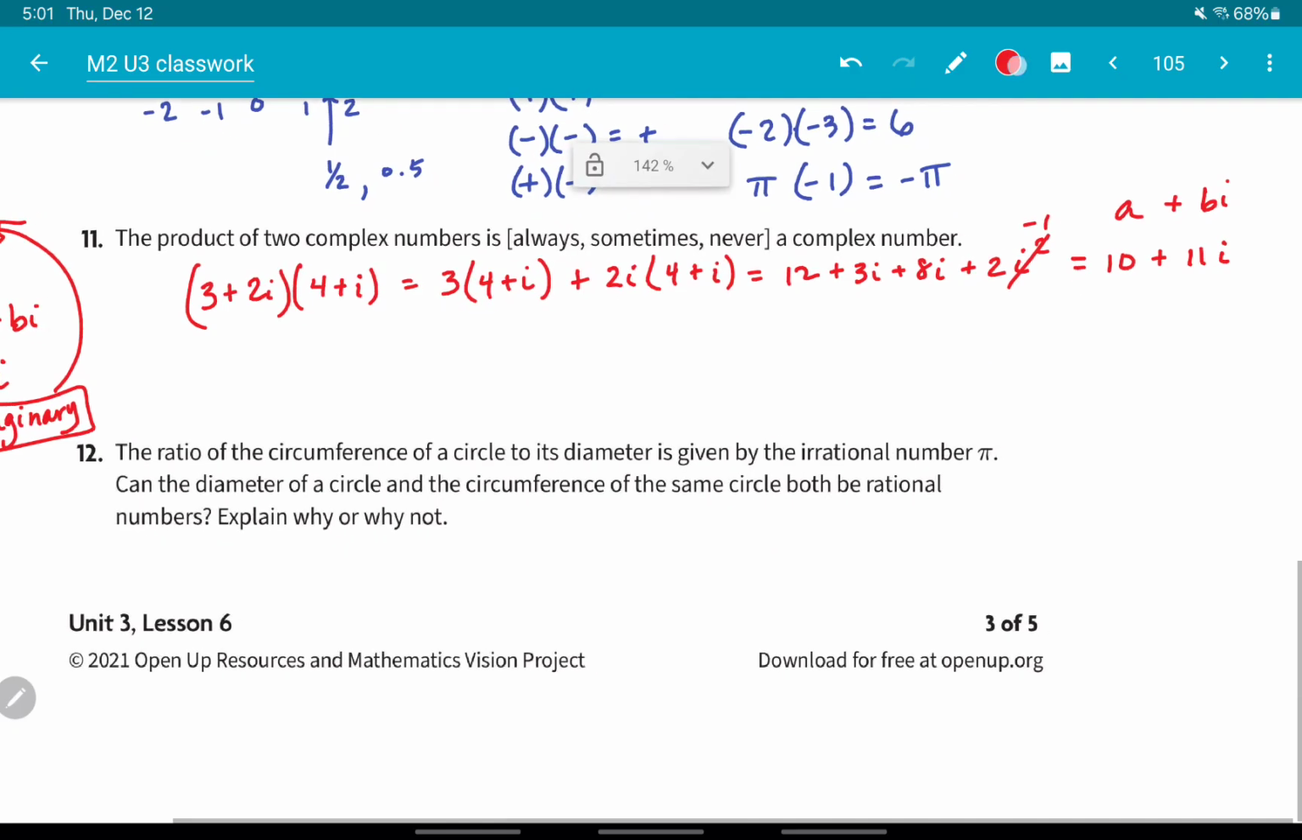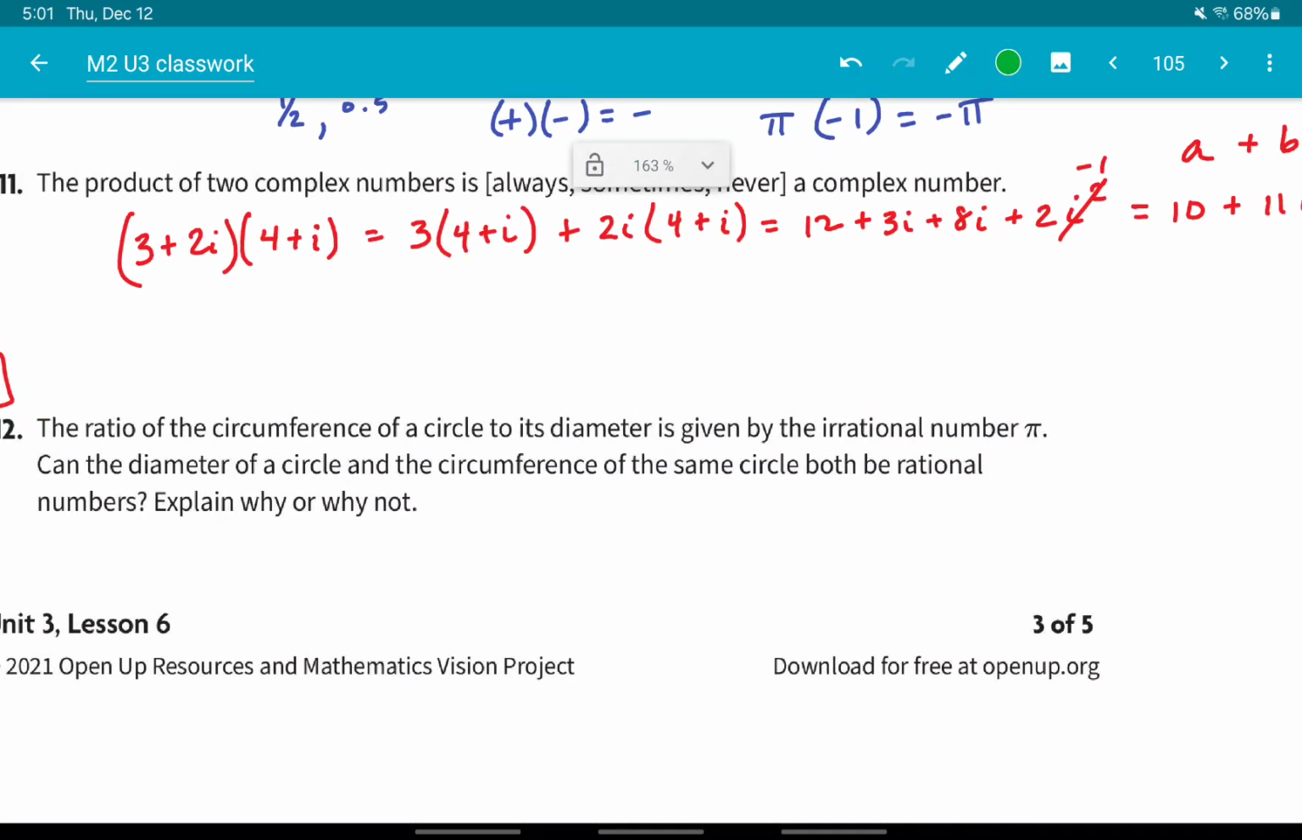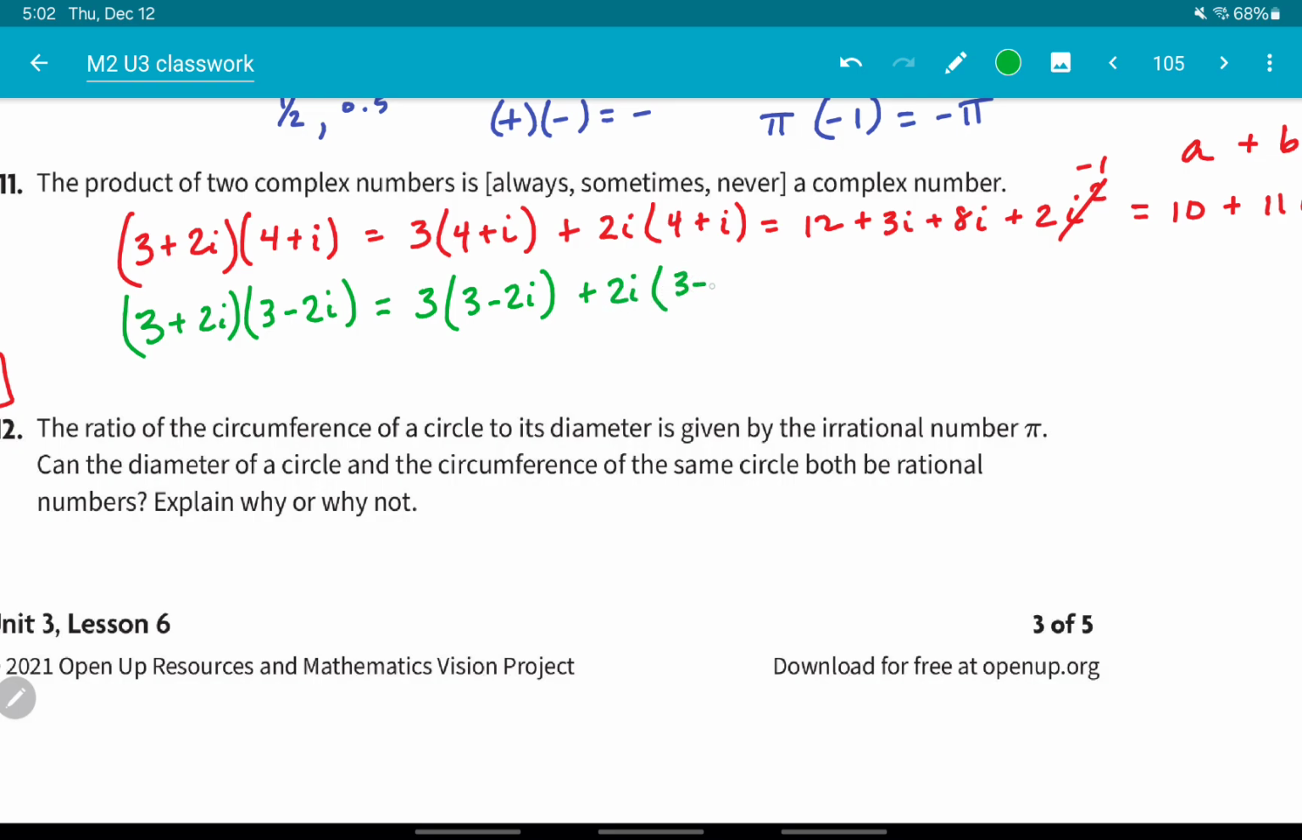You can also use something called the complex conjugate, where if we did 3 plus 2i, but instead, now if I multiply it by 3 minus 2i, I would get kind of the same thing. We're going to get 3 times 3 minus 2i plus 2i times 3 minus 2i.